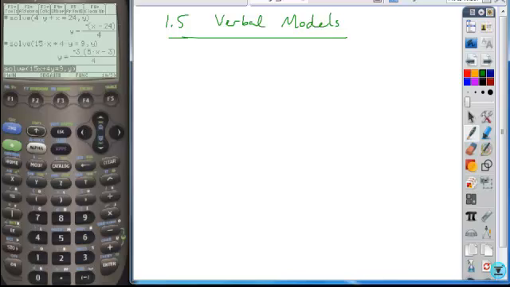All right, so let's take a look at a few problems. The verbal models, we've done so many of the story problems. There's not a whole lot new in this section. It's just a series of applied problems. But I want to go through a few examples here really quickly.